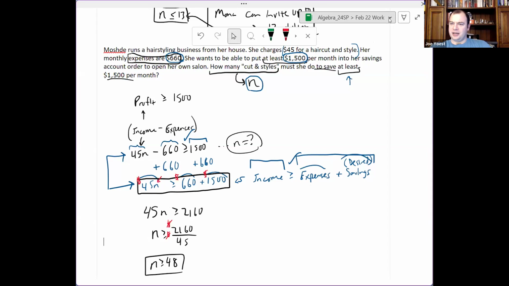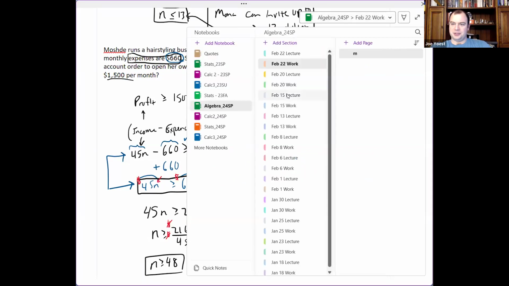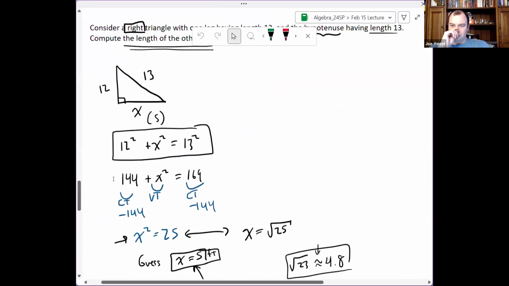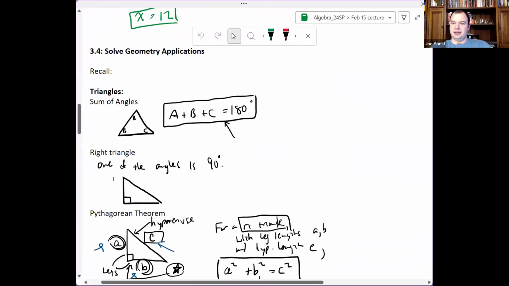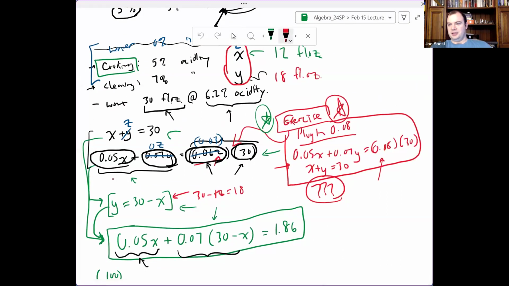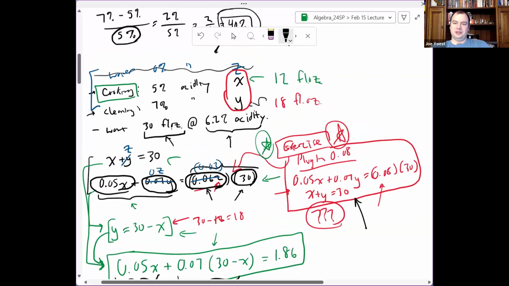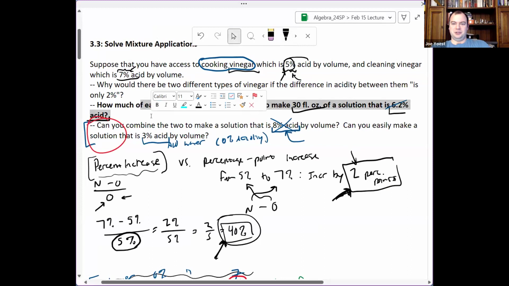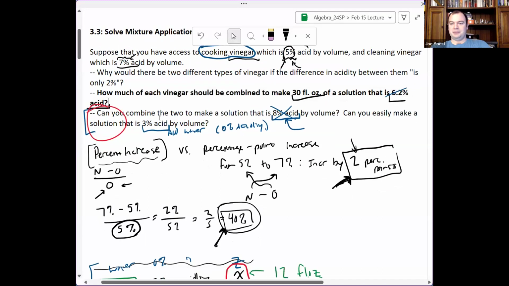And as an aside, I think a couple lectures ago, when we were talking about mixtures, I gave you guys an exercise. Yeah, it was this one. Speaking of negative answers, I gave you an exercise to practice at home where we were looking at mixtures of different vinegar solutions with different levels of acidity.